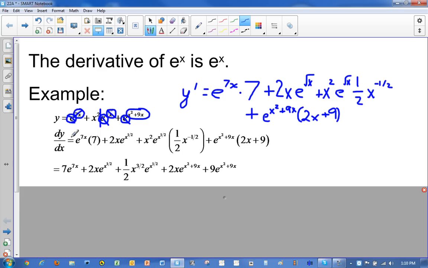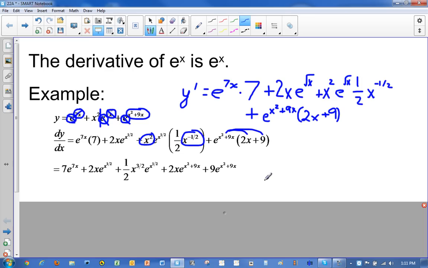I bring the 7 out front. What else did I do? I brought the half out front, and then I combined this x squared and this x to the negative 1/2 to make x to the 3/2. I distributed the e to the x squared plus 9x to both of those terms, and I just made it look a little bit nicer. Really nothing's changed. You just have one new rule to add to your list of rules, and that is that the derivative of e to the something is e to the something times the derivative of that something. Or if it's as simple as e to the x, then the derivative of e to the x is just e to the x.